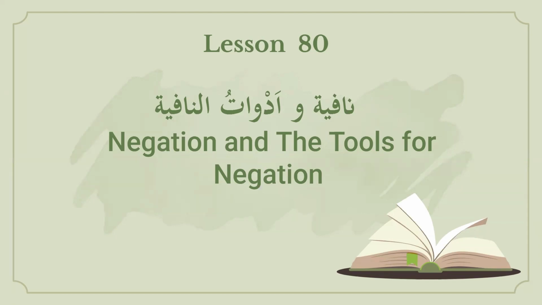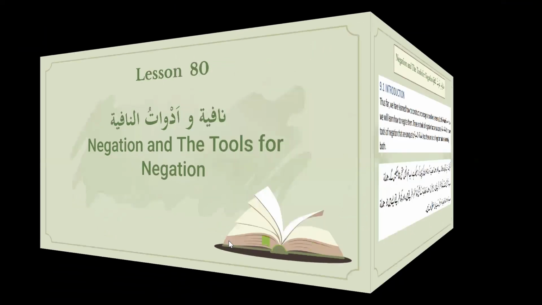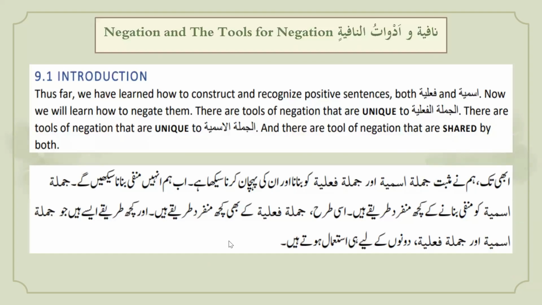In today's lesson 80, we are going to discuss the negation of sentences and the harf that are used for negation, which are called tools for negation or adawatul nafiyah. So far we have been learning how to construct and recognize positive sentences. Our focus has been on positive sentences, both jumla fe'liya and jumla ismiya. Now we will learn how to negate them.